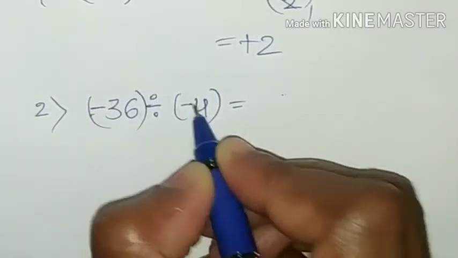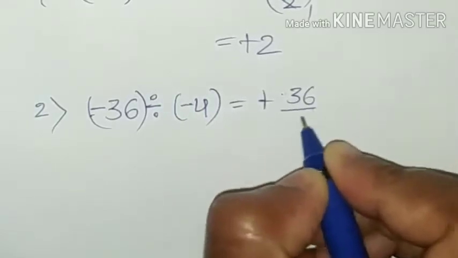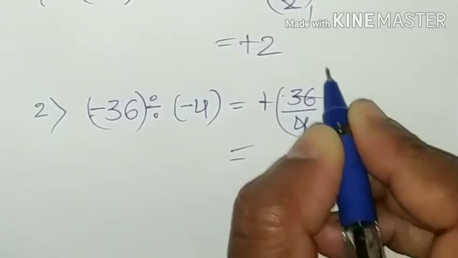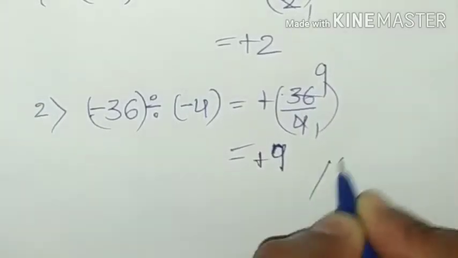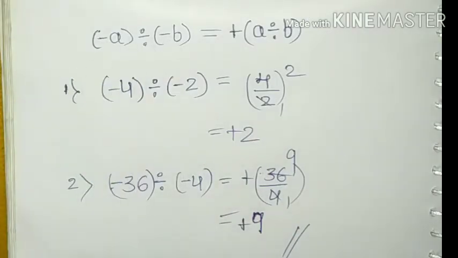So minus minus is what? Plus. So plus of 36 divided by 4. 4 ones are 4, 4 nines are 36, so plus 9. This is the way to solve a negative integer by a negative integer.